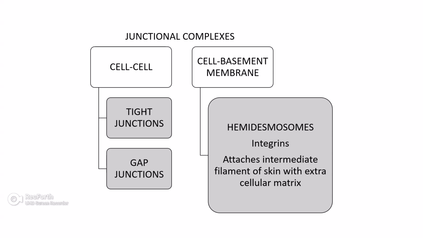Basic for VDRL test. Then coming to the junctional complexes, we have cell-to-cell junctions and cell-basement membrane junction. Cell-to-cell connects adjacent cells. Cell-basement connects cell with the underlying basement membrane. Cell to cell, they can be tight junctions and gap junctions. Cell basement membrane is hemidesmosomes.